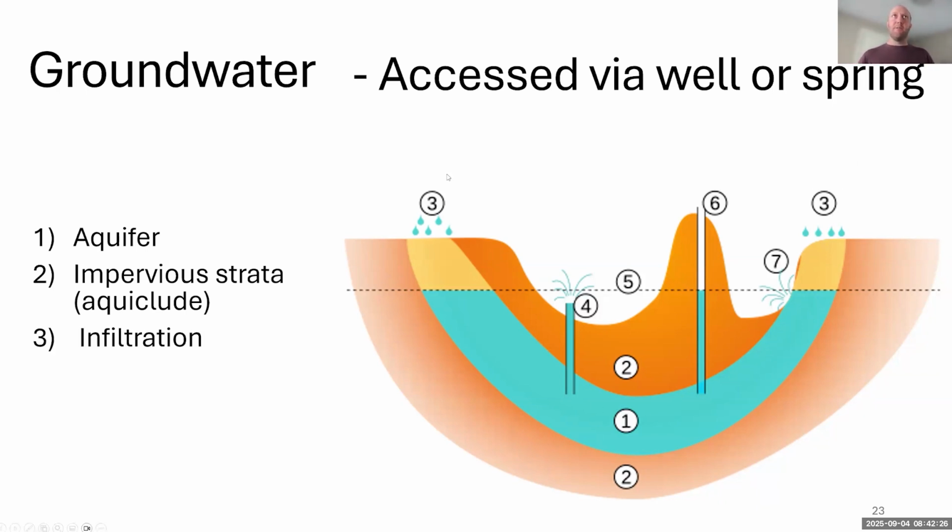These two parts labeled number 3, this is where our aquifer has infiltration. So rain will fall here, and then because this is a sandy composition, the water will flow through and then it'll become incorporated into that aquifer.